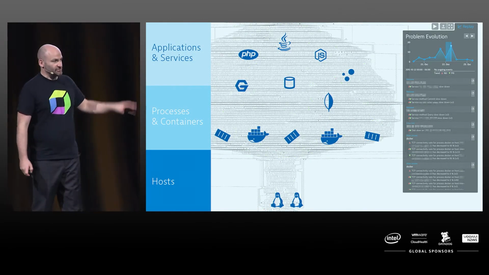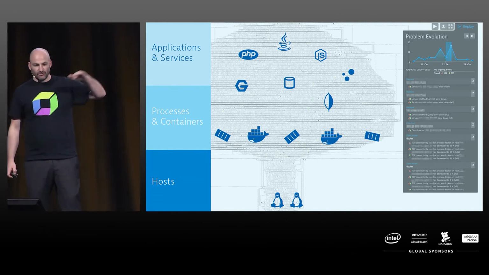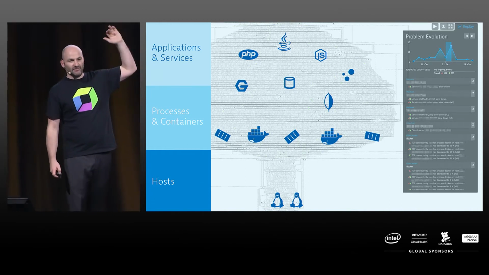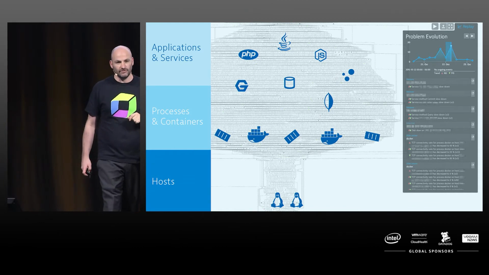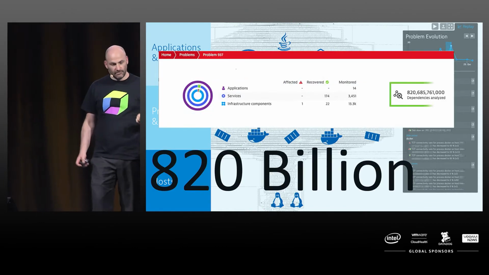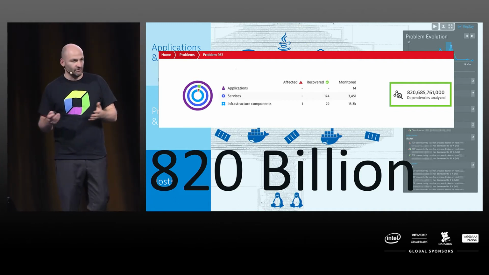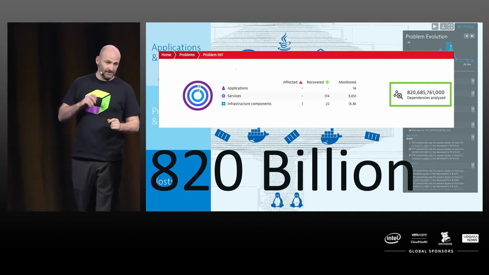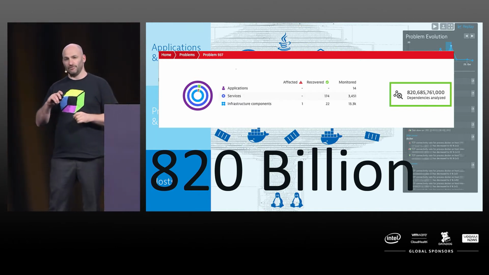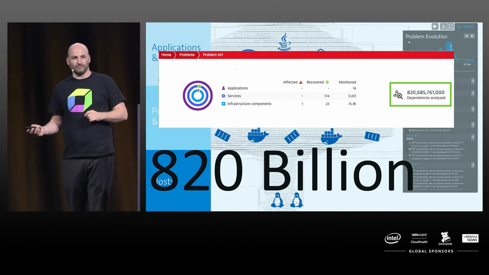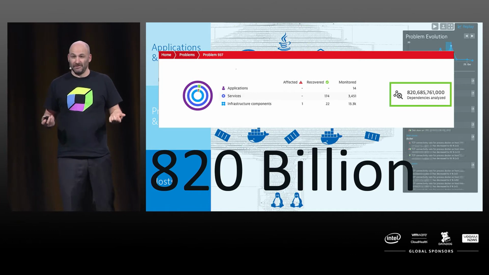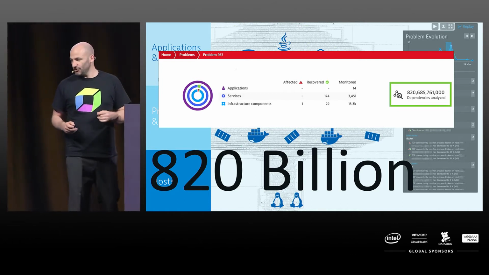What we actually have here is, down the bottom, our hosts. Towards the middle, there are containers and the processes, and then at the top, there are all the applications and services. But even so, Dynatrace has already done the work, gone through it all. It's actually analyzed 820 billion dependencies to figure out where the root cause is. Now, imagine trying to do that manually. I don't know, good luck, perhaps.